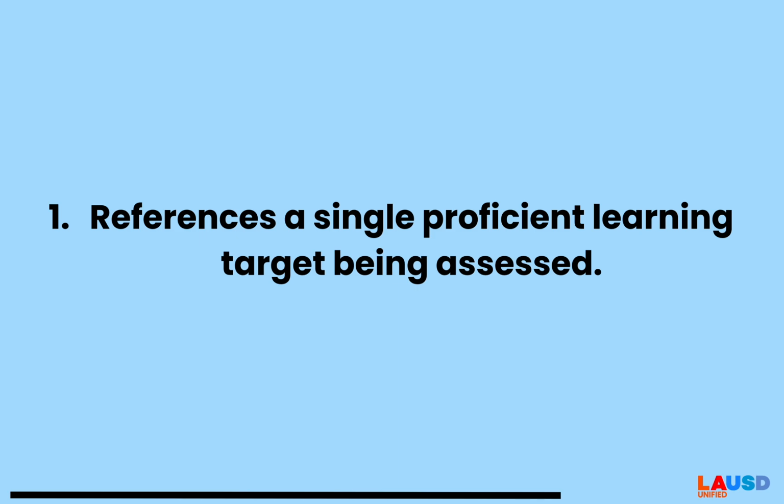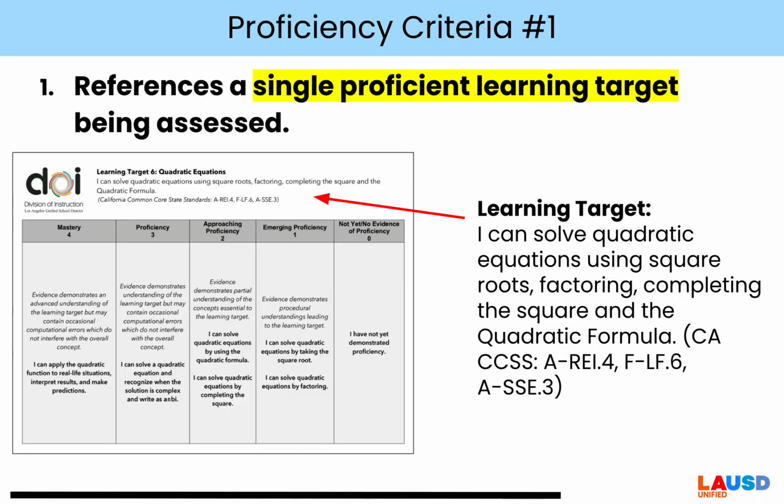So let's take a look at the first criteria for proficiency, which is that the proficiency scale references a single proficient learning target being assessed. So in this example, again, we're looking at an Algebra 1 proficiency scale focused on Learning Target 6, and you can see at the top of this proficiency scale, we've got the learning target outlined. In this case, the learning target is I can solve quadratic equations using square roots, factoring, completing the square, and the quadratic formula. After the learning target, we also have the standards listed that are included in this particular learning target.